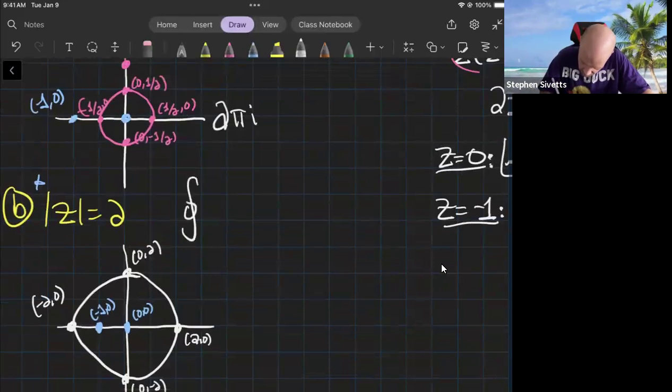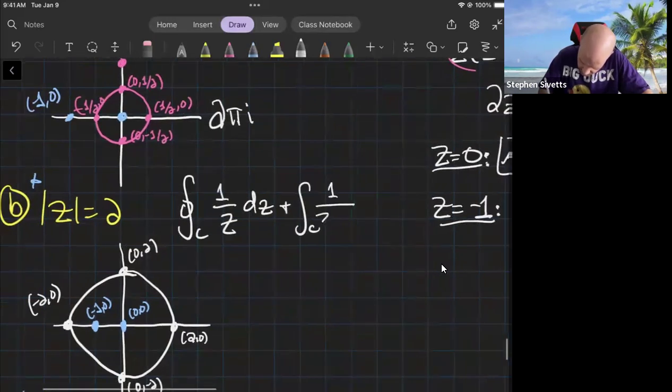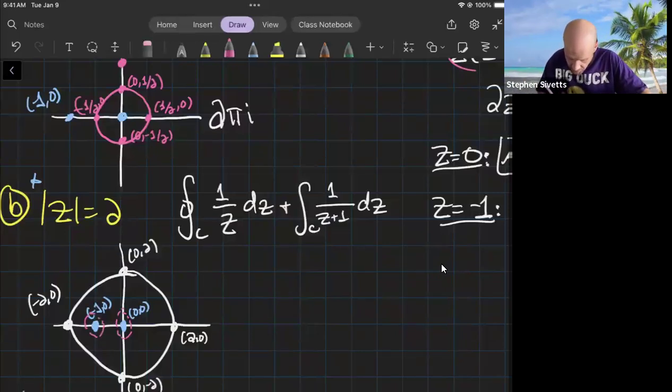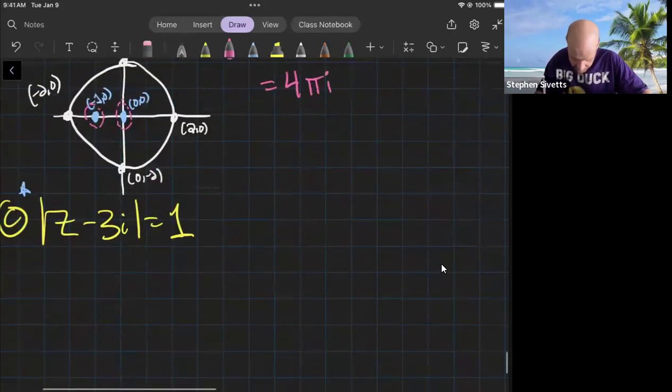So these line integrals we can draw circles around each of these points and just use the parameterization, and we would get 2 pi I for the first quantity and 2 pi I for the second quantity. So this equals 4 pi times I.